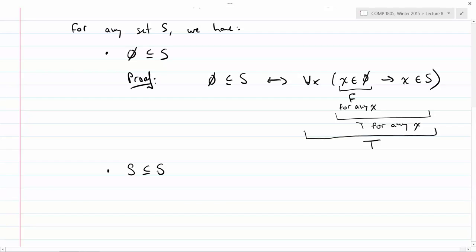This is more reasonable. If I look at the set of people in this room, it's a subset of itself, because everyone who's in this room is in this room. That's not a groundbreaking truth, but it is correct. If we break this down logically, we're saying S is a subset of S if and only if for all x, x in S implies x in S. And why is this always going to be true?